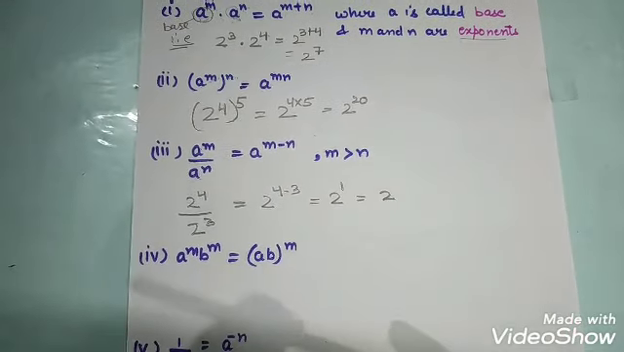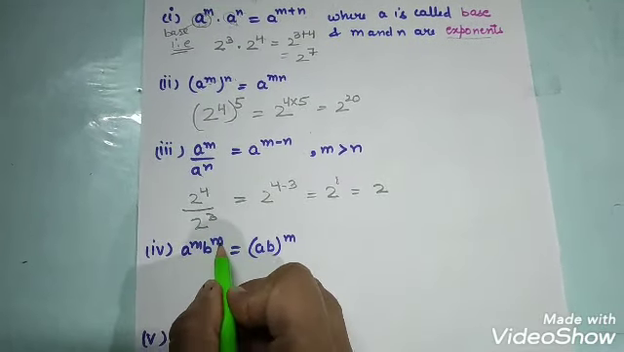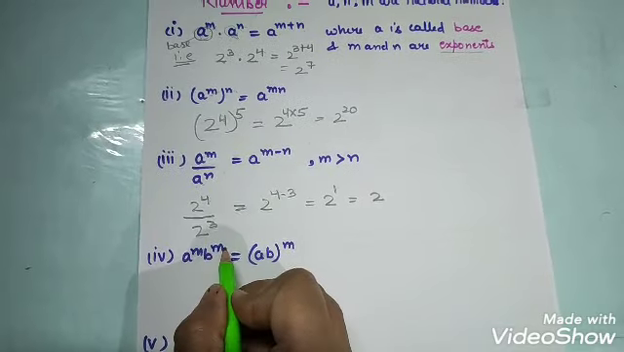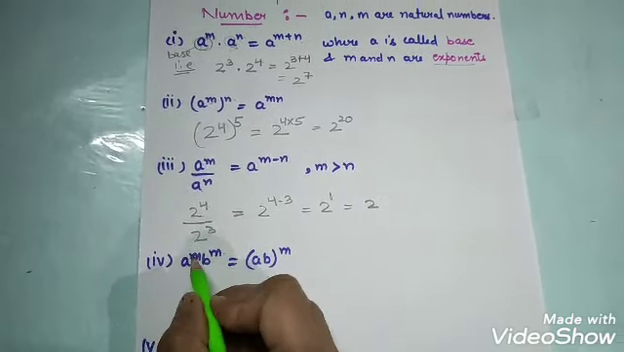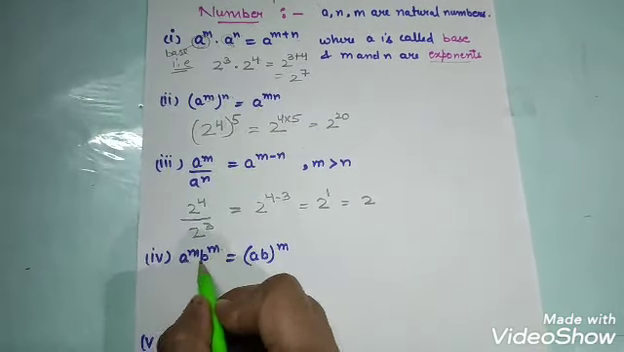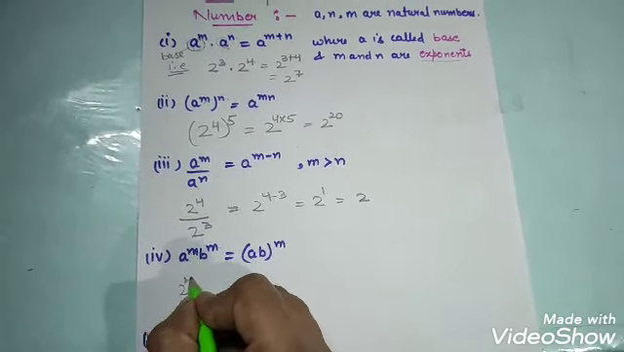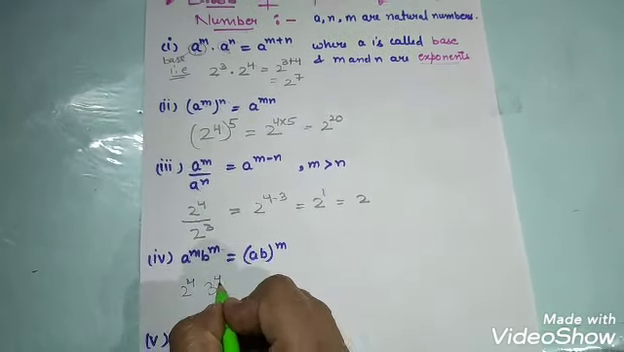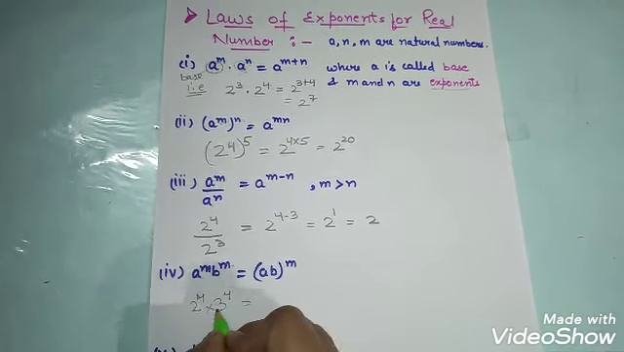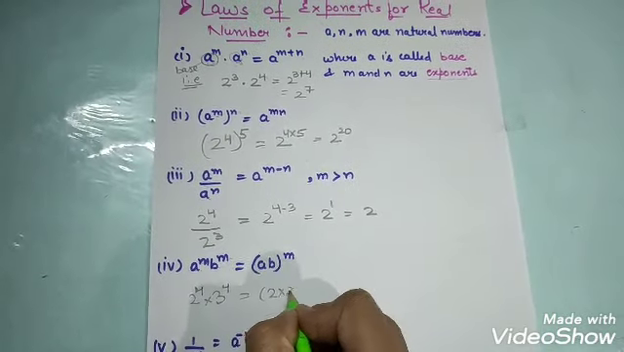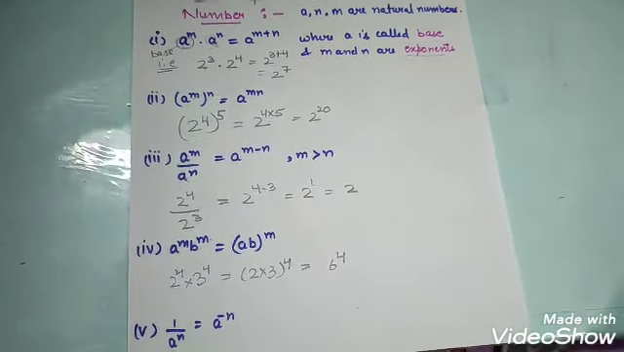Now the next one, a to the power m multiplied by b to the power m. Now look, the powers are the same, but the bases are different. Then the power becomes common and the two bases get multiplied. For example, 2 to the power 4 and 3 to the power 4 are getting multiplied, but the powers are the same and the bases are different. Then 2 multiplied by 3, whole to the power 4, becomes 6 to the power 4.